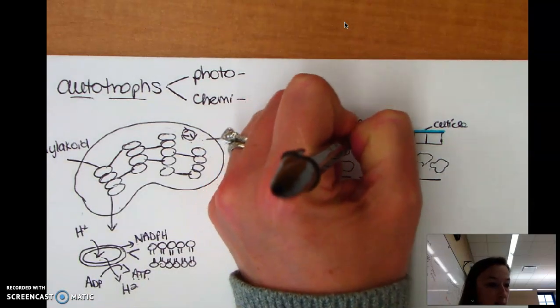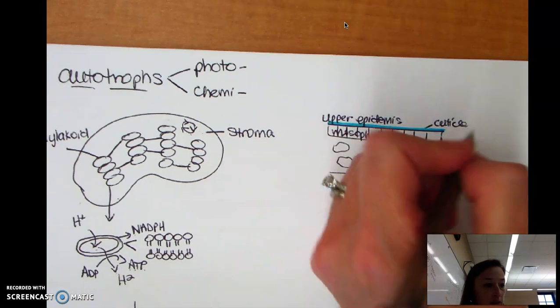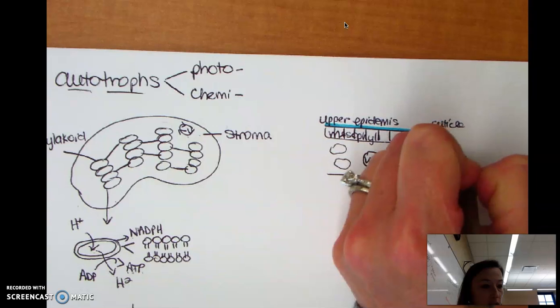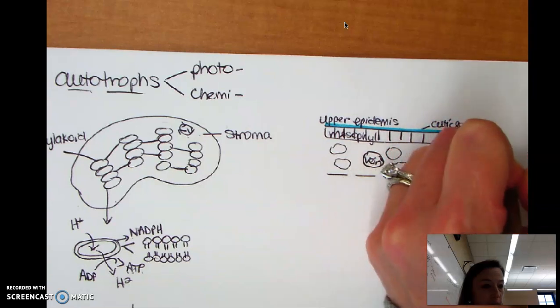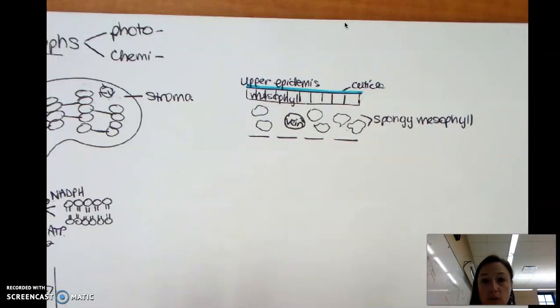These up here are mesophyll cells. All of these up here, they're called palisade mesophyll. These are your spongy mesophyll. Mesophyll cells are the photosynthesizers. They are the worker bees when it comes to photosynthesis.